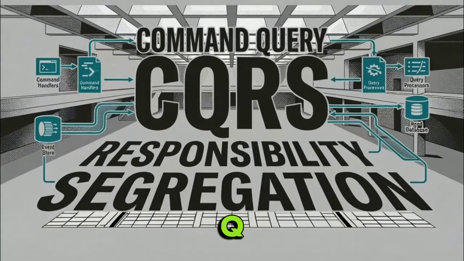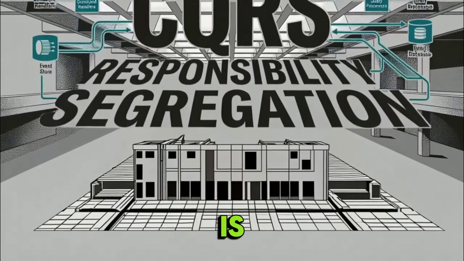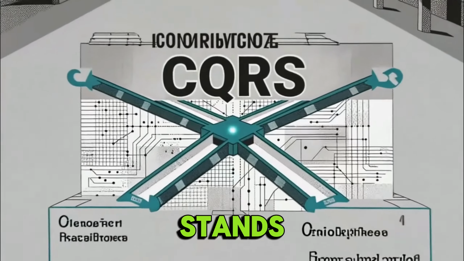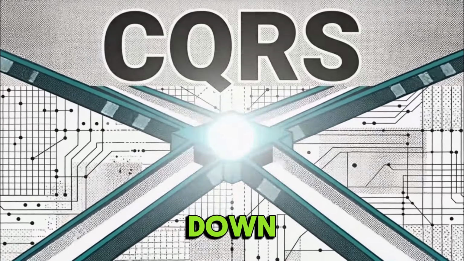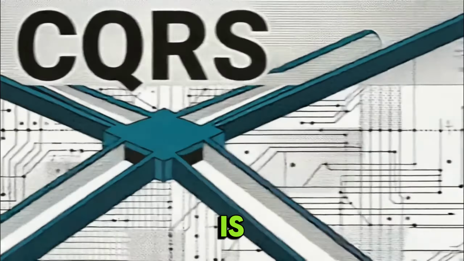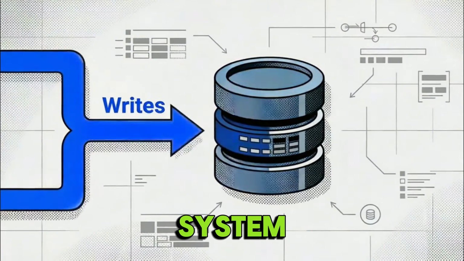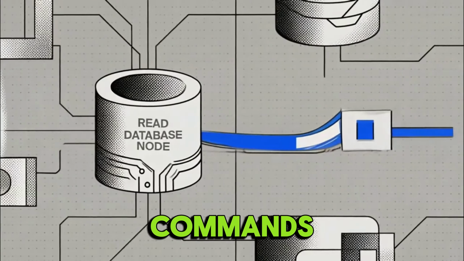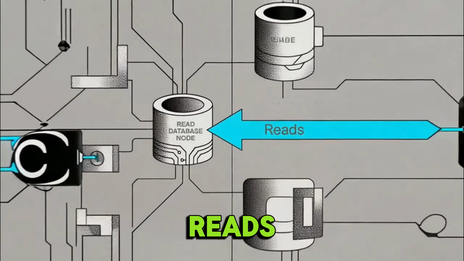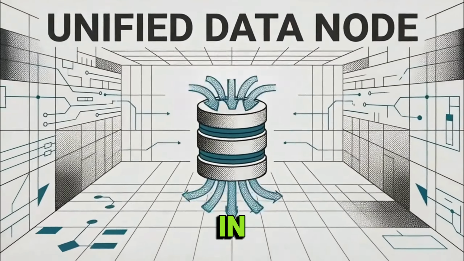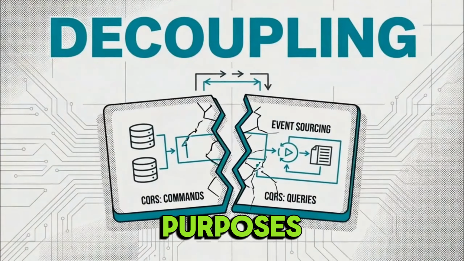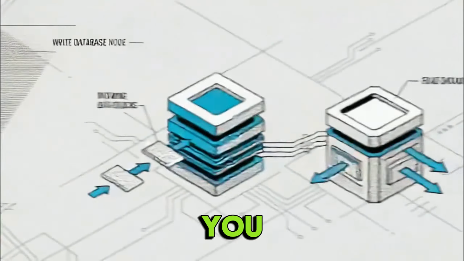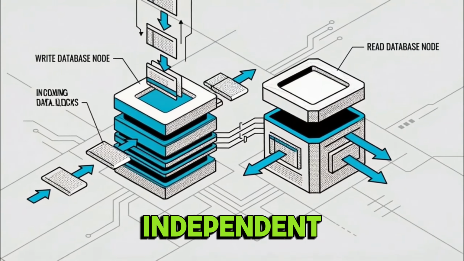What CQRS actually is. CQRS stands for Command Query Responsibility Segregation. Let me break that down precisely. The core principle is this. You separate the part of your system that handles writes, which are called commands, from the part that handles reads, which are called queries. In a traditional architecture, one model serves both purposes. In a CQRS pattern, you have two completely independent models.